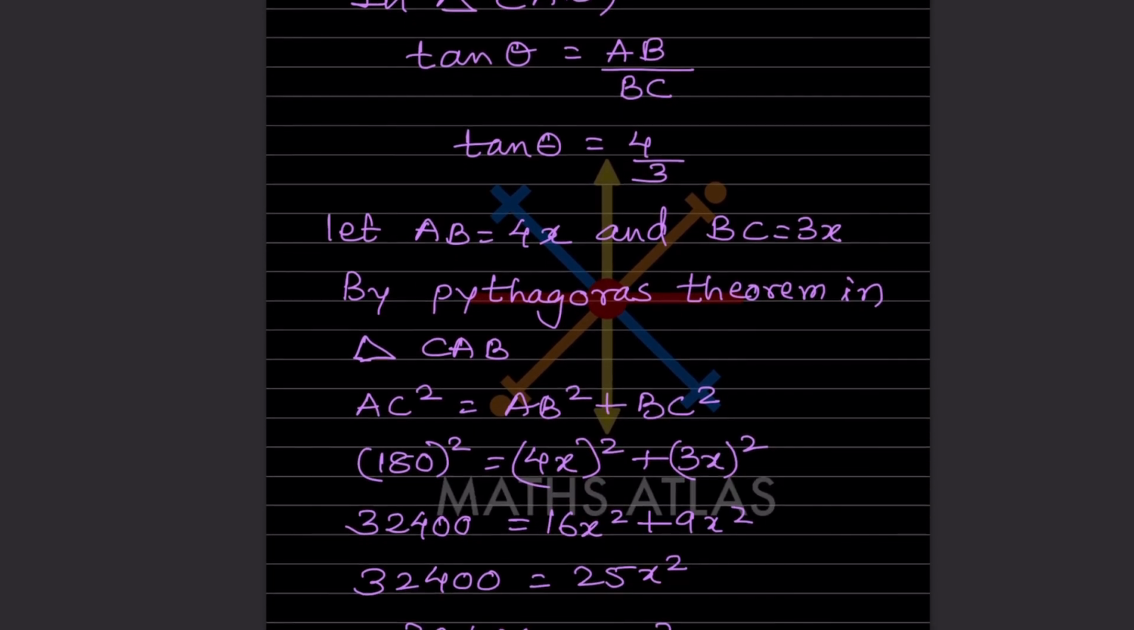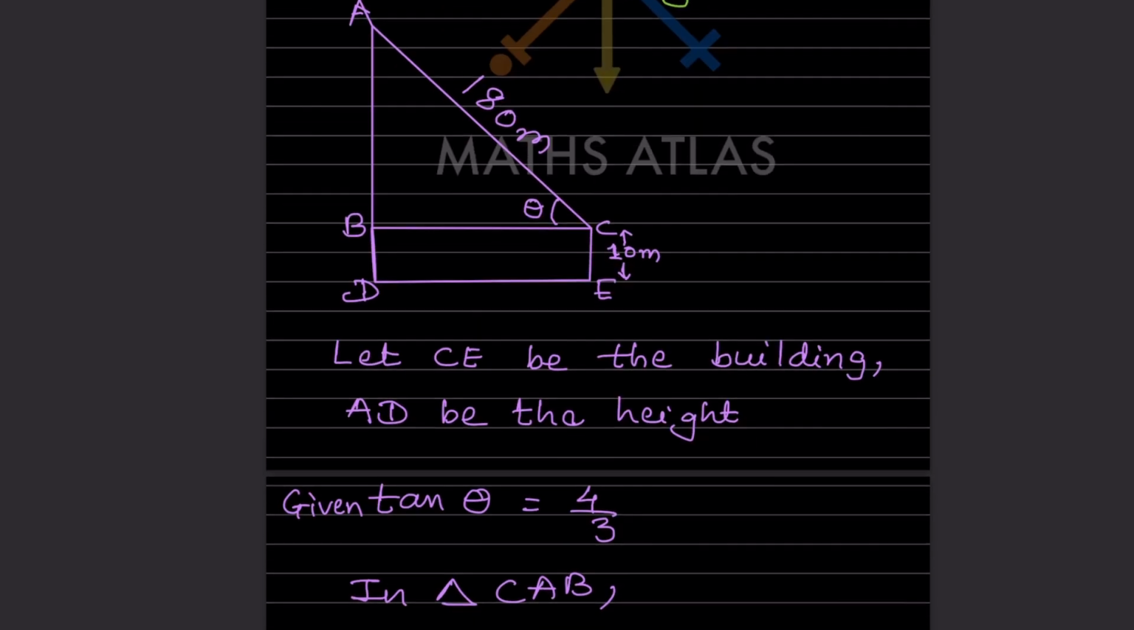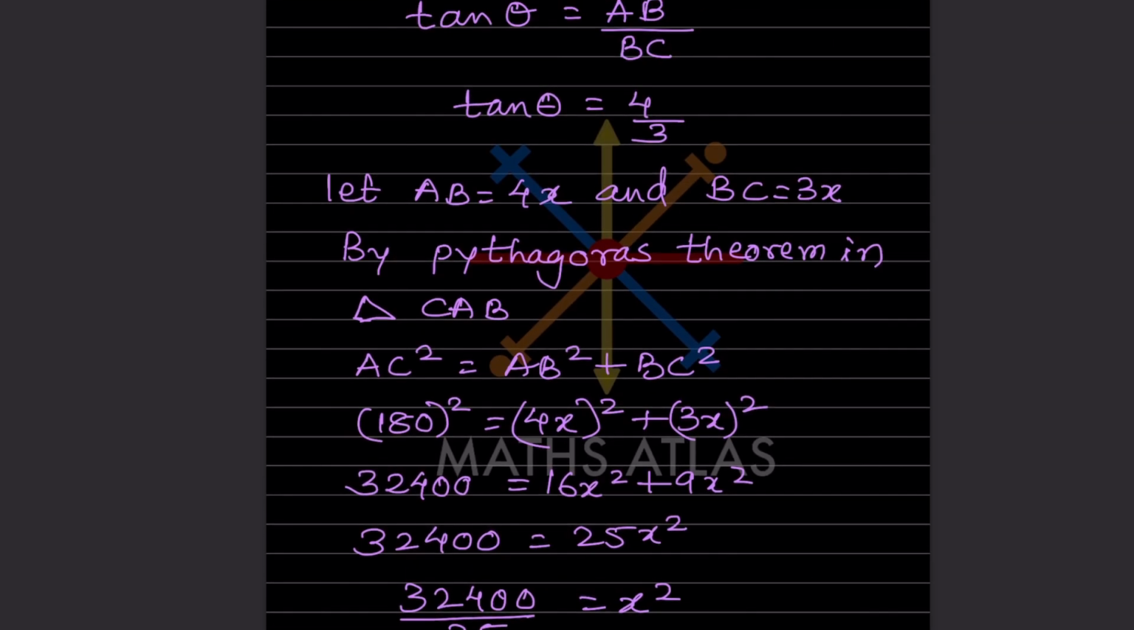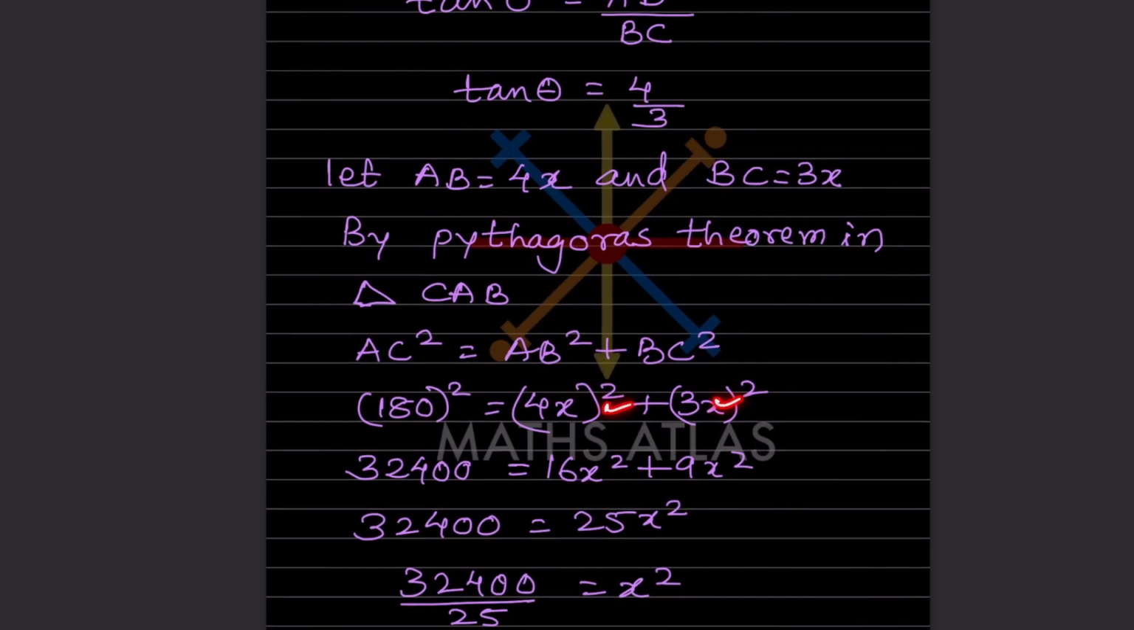That is what I wrote over here. So now AC square means that is 180 square. We have seen that. And what is AB? AB is here 4x. We have considered this 4x and this will be 3x. So 4x square plus 3x square. So when you multiply 180 into 180, you get 32,400.